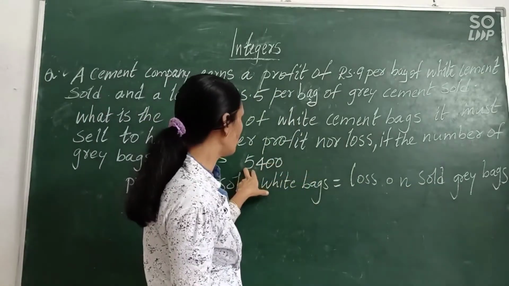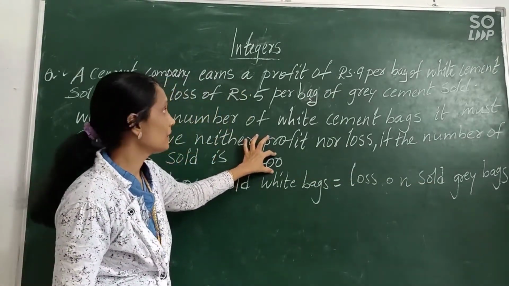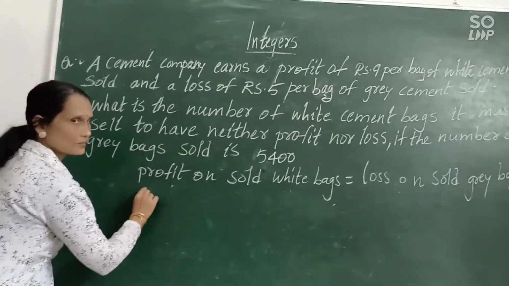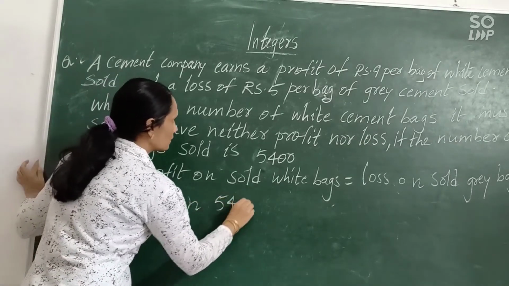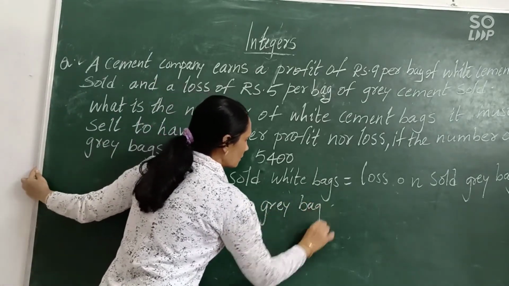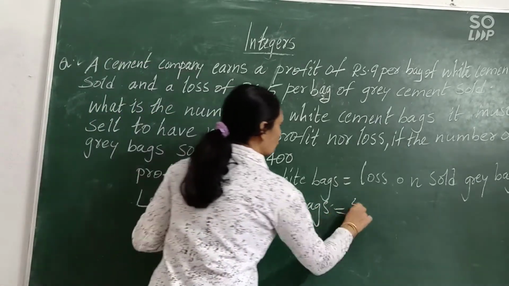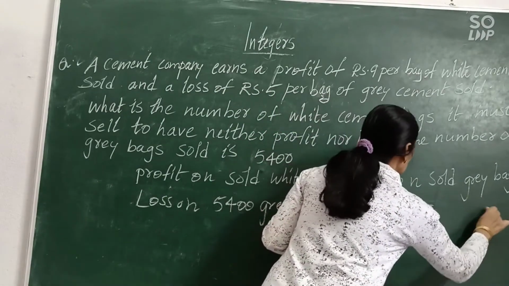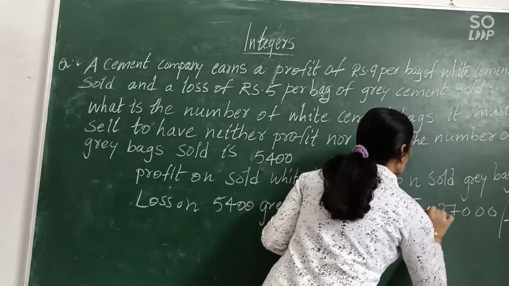So from this one, loss on sold grey bags we can find out, because the 5,400 number is given. And for each bag it is rupees 5 loss. So loss on 5,400 grey bags. How much is loss on 5,400 grey bags? Each bag is 5 rupees. So 5,400 into 5 is equal to 27,000. Okay, so 27,000 rupees loss.